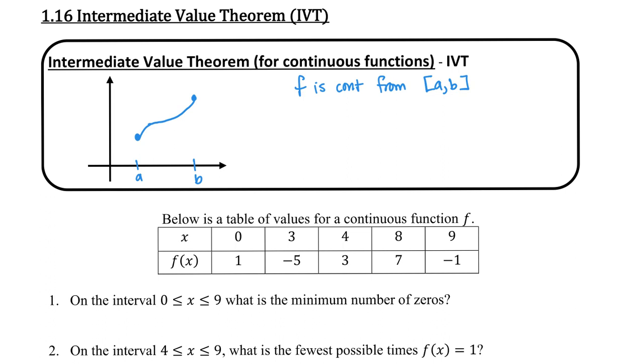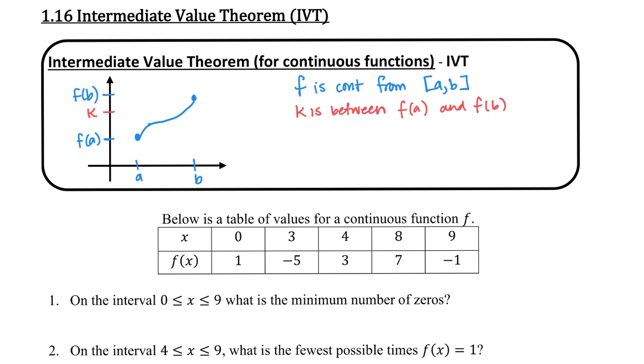Okay, that means that at this point, this y value, this is f of A. At this y value, this is f of B. Now we're going to select a y value that's between f of A and f of B. So I'll just make up a y value. Let's call it K. Now if K is between f of A and f of B, then the conclusion is there exists some x in (A, B) such that f of x is equal to K.